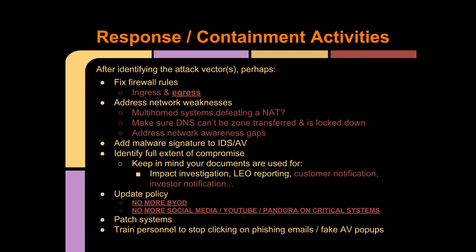You also want to address any network awareness gaps and make sure that you have sufficient situational awareness throughout your organization network. You're going to want to add malware signatures, probably in YARA format, which we'll show later in this video, to your IDS and antivirus. And throughout the whole process, try to identify the full extent of the compromise and what assets were targeted. Keep in mind that all your documentation is going to be used for impact investigation, law enforcement reporting, and customer and investor notification, which I've marked in red because they may be more serious for some cases. You're going to want to update your policies.